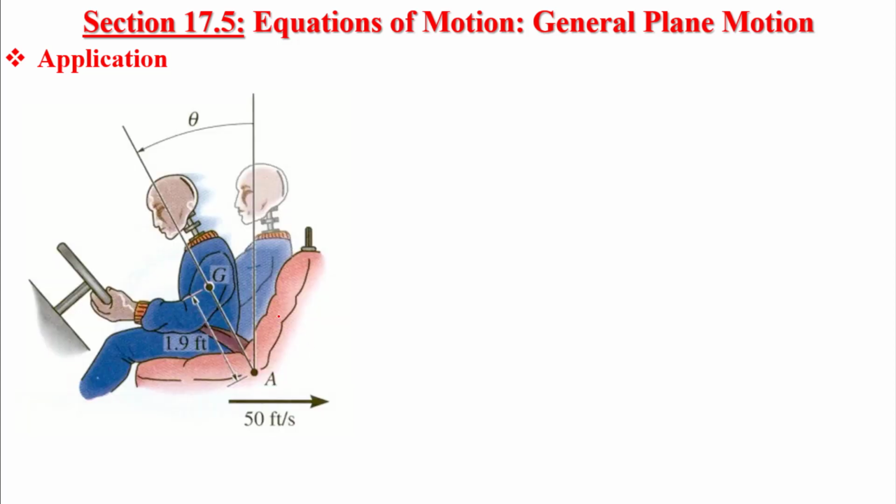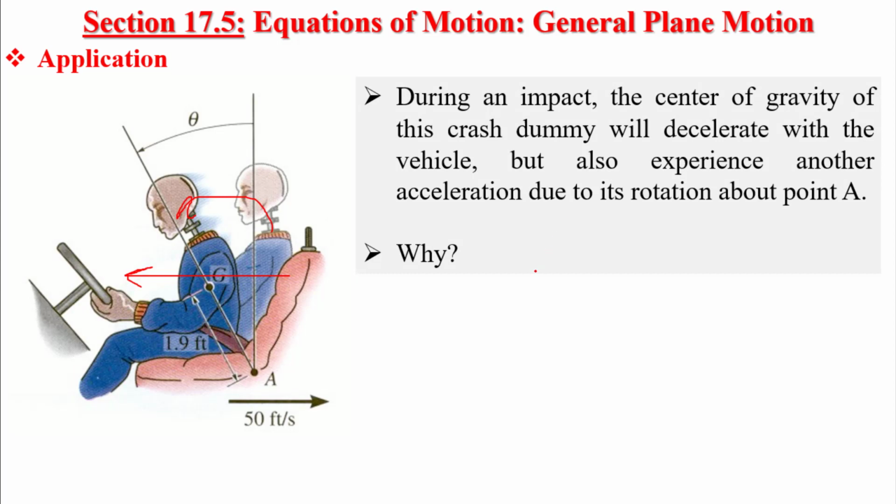Here is another example. This person drives a car, so he translates in this direction. Once he applies the brake, it will translate, but again he will rotate. So this is another example during an impact.